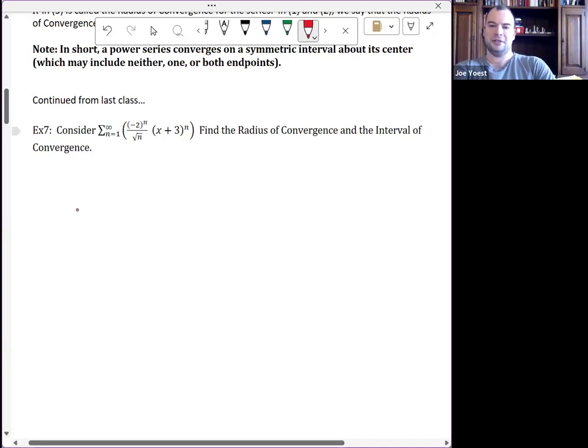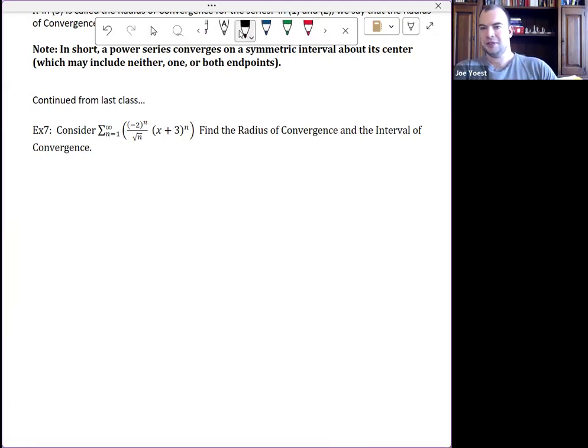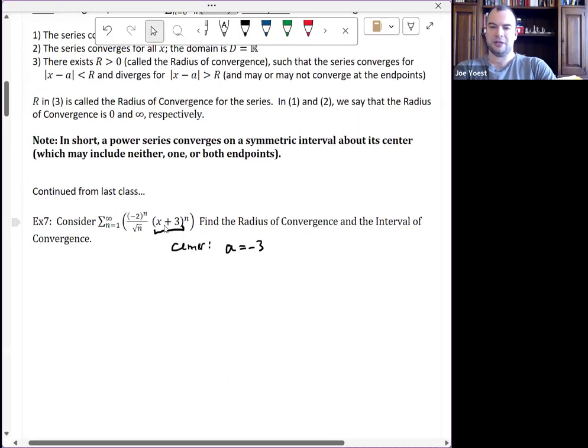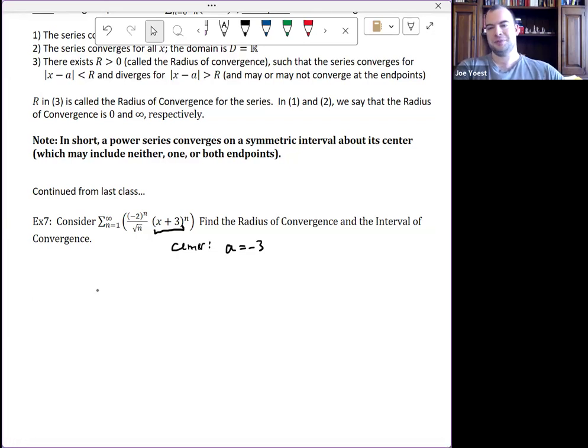So here we have a power series. We note that it's centered at -3. We've got to be a little bit careful here. Right, some c_n (x - a)^n, so (x + 3)^n means a is -3. And we'd like to find the radius of convergence and the interval of convergence.